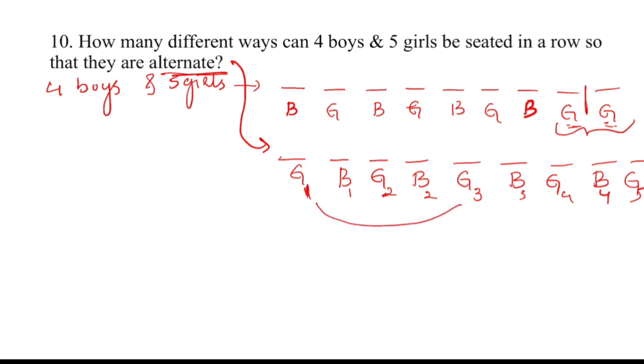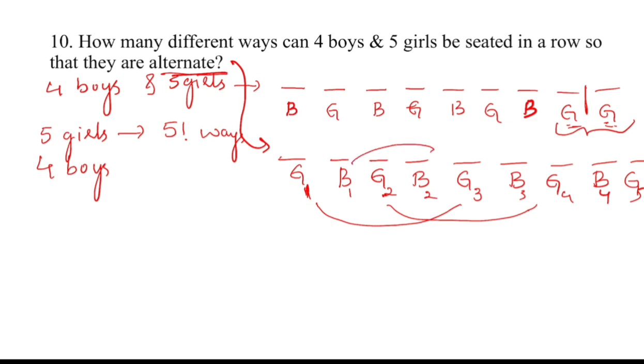Girl 1 can be here, girl 2 can be here, isn't it? Anywhere they can go. So therefore 5 girls can be arranged within themselves in 5 factorial ways. And 4 boys can be arranged in, now boy 1 can be here, boy 2 can be here, isn't it? So 4 boys can be arranged within themselves in 4 factorial ways. So therefore totally in how many ways can we arrange? 5 factorial into 4 factorial.